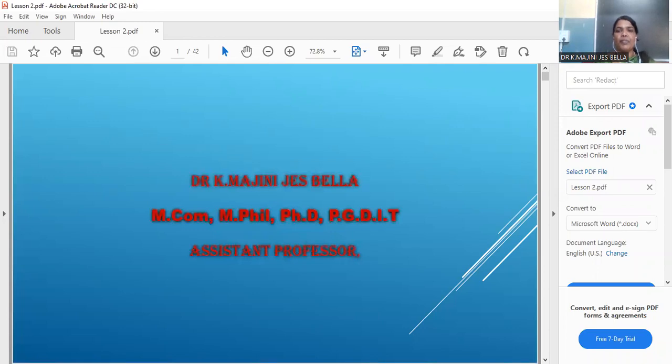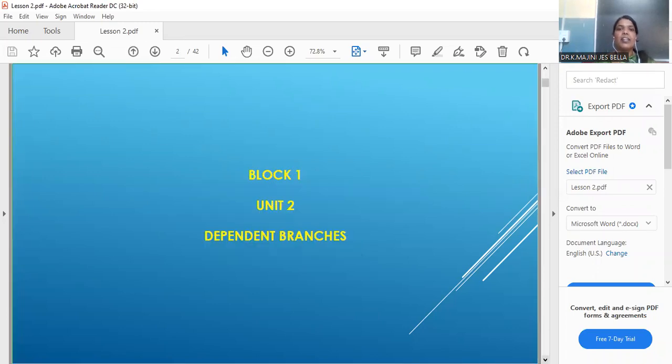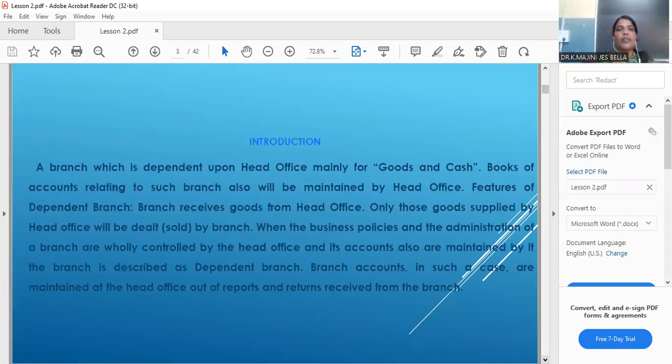I am Dr. Najin Jasballa, Assistant Professor. In this class, we are going to learn about dependent branches, Unit 2, Block 1. Let's start the introduction of dependent branches. A branch which is dependent upon head office, mainly for goods and cash. Books of accounts relating to such branch also will be maintained by head office.